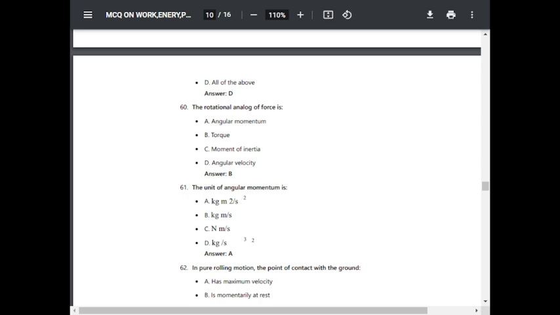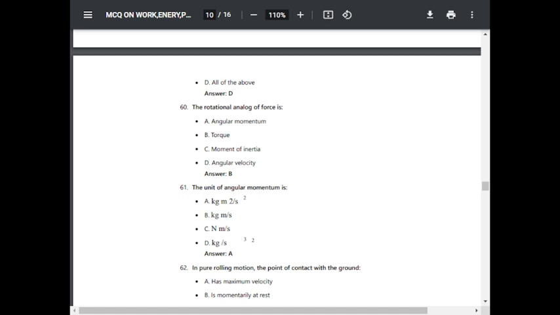The rotational analog of force is option A, angular momentum; option B, torque; option C, moment of inertia; option D, angular velocity. The correct answer is B, torque. The rotational analog of force is torque. Option B is correct.